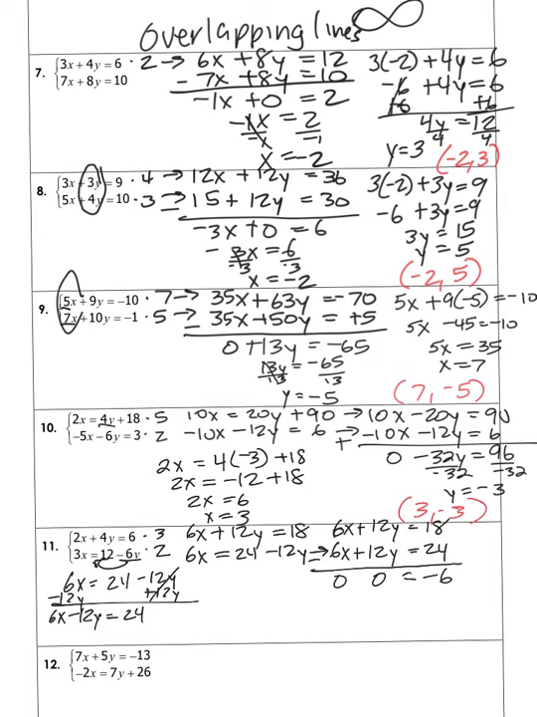So I have 0 equals negative 6, which is a false statement. If everything cancels out and you're left with a false statement, that means these two lines never intersect, and there are no solutions. These are parallel lines.